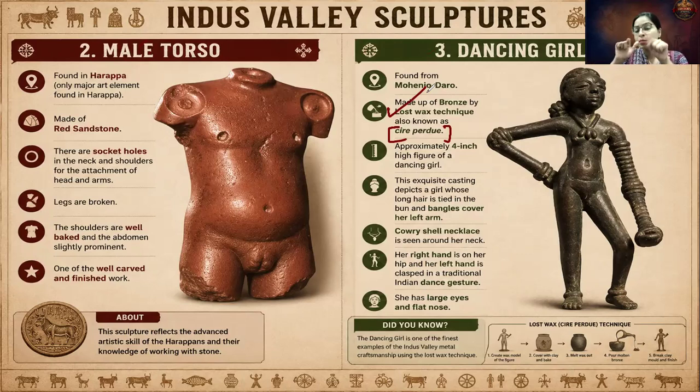But inside that mud, you already have an impression of that model. So for example, this is the model you have made. I'm just drawing a rough structure. For example, this model you have made, like this.